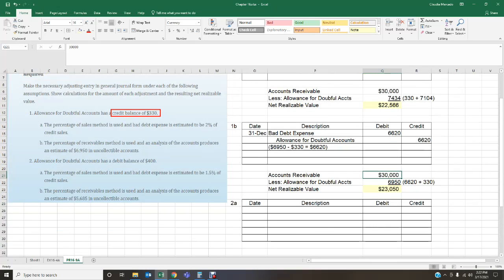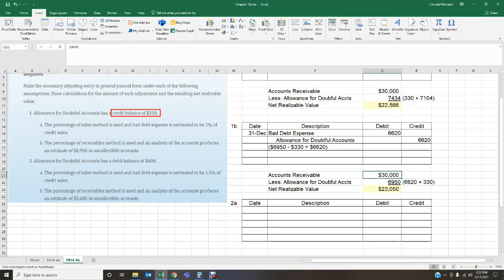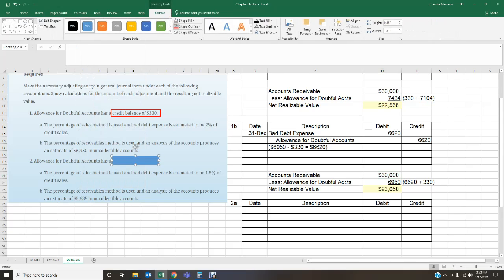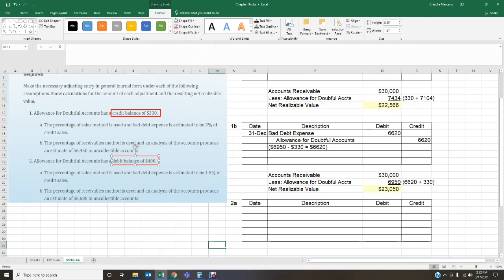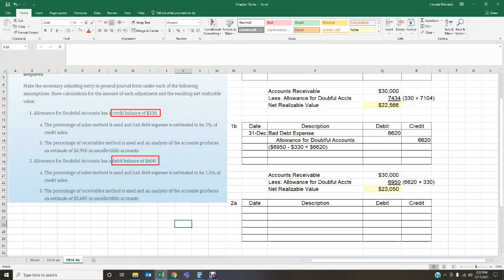Now we need to be super careful. For requirement 2, we have a debit balance of $400 in our allowance account. What does that mean? That means that we took out more money than what we had in the bucket. Remember, the allowance for doubtful accounts is a contra asset account. The normal balance should always be a credit. If you have a debit balance, that means that you took out too much money. A credit increases it, a debit decreases it.